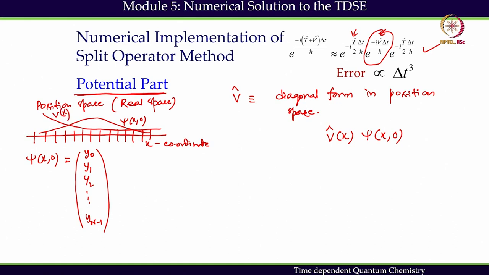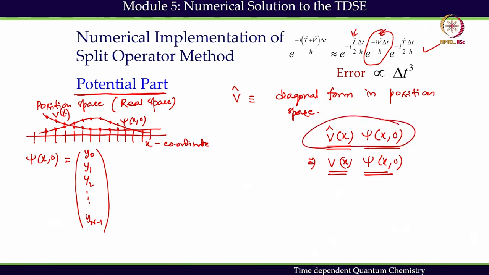So if we multiply this function by this function, the potential operator is nothing but a multiplication operator. So this is nothing but V(x) psi(x, 0). It is a multiplication operator. If I multiply the wave function by this potential function, then this is nothing but multiplying individual points on the grid. We have individual discretized potential values at each grid point, and the values of those individual functions can be multiplied. If we multiply, then this function will be obtained.